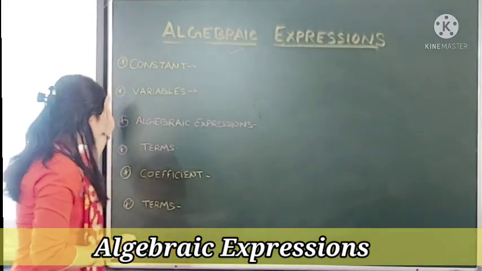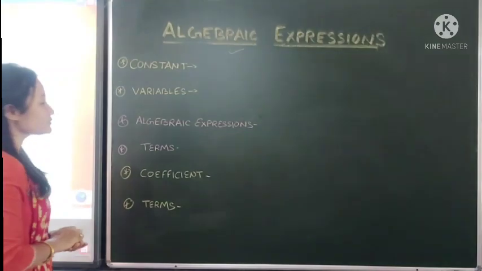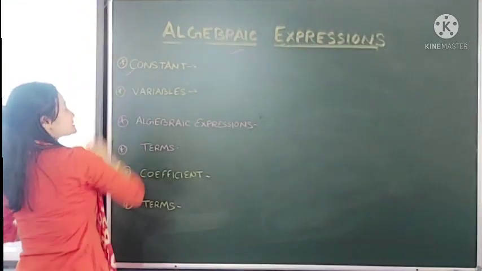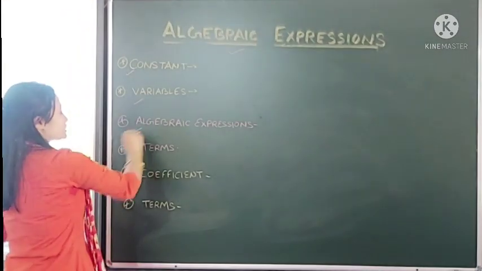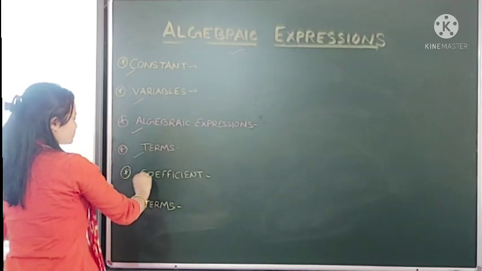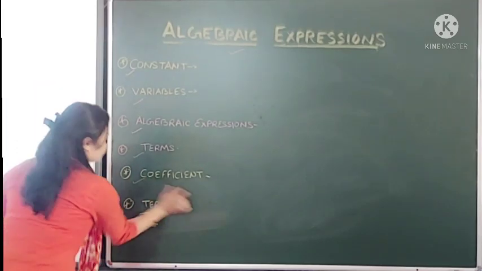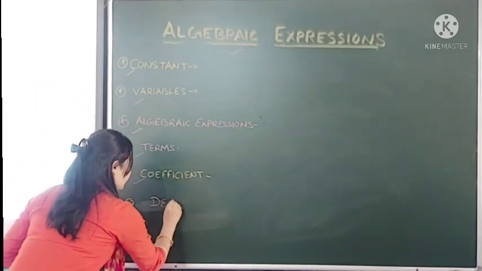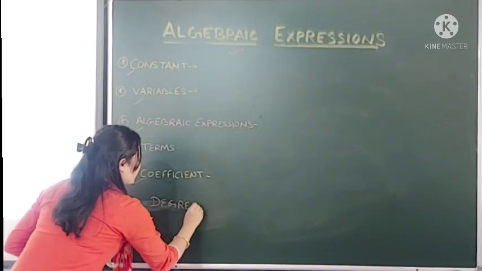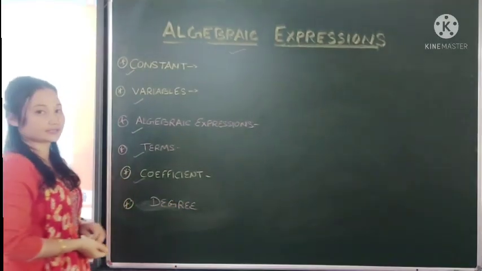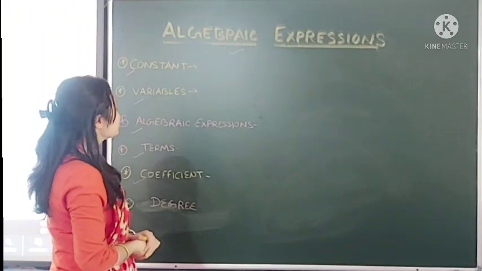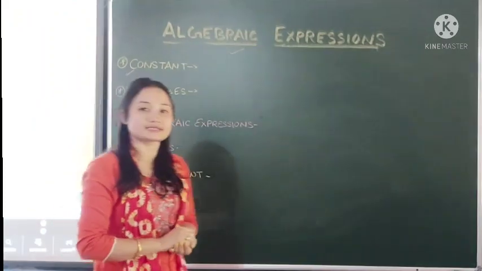So dear students, all the terms and concepts I have already written, so you can see that: first constant, variable, algebraic expressions, terms, coefficient and the last one is degree. So you have to first understand all these concepts. So let's understand one by one. So first one is constant.